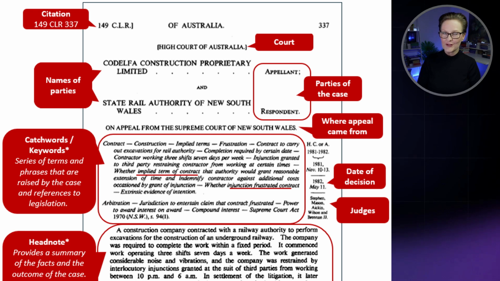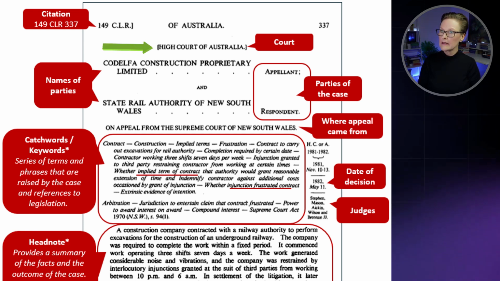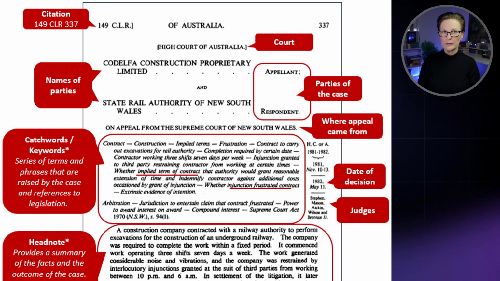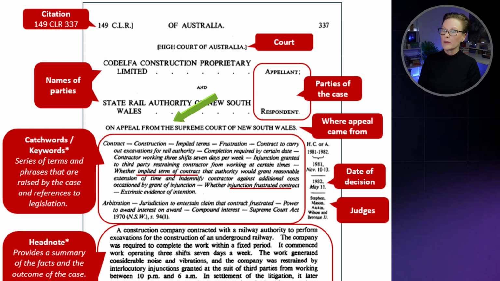So what I suggest you do is, first of all, see which court this particular case is in, and we can see in our example here, this is in the High Court of Australia. So then the next question I would be asking myself is, where is it on appeal from? And I can see here it's on appeal from the Supreme Court of New South Wales.